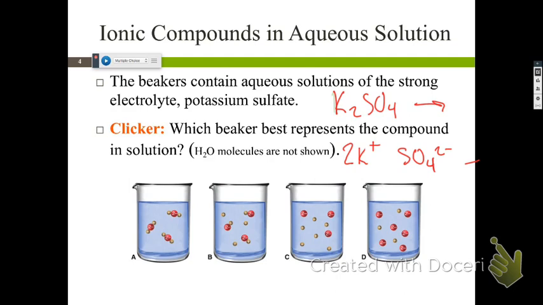Here, why is this not accurate? B? They're not fully dissociated. If it's a strong electrolyte, we assume full dissociation. And then A is even worse than that as far as they're not dissociated at all.